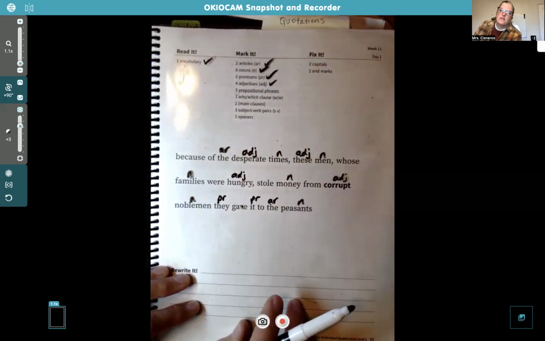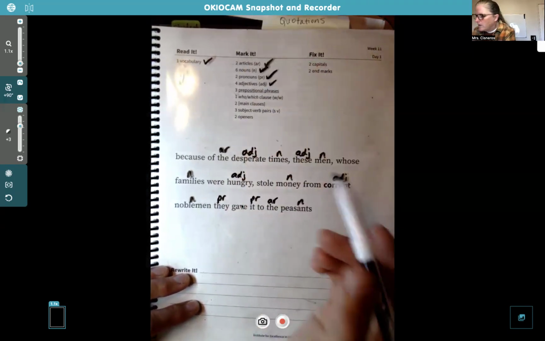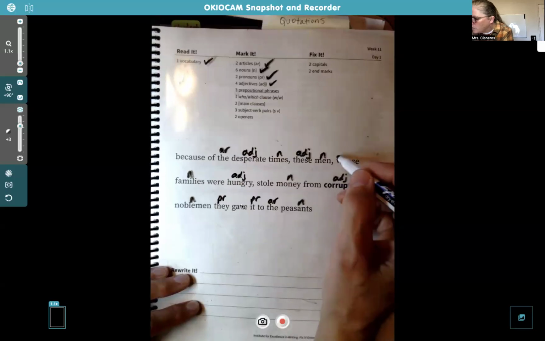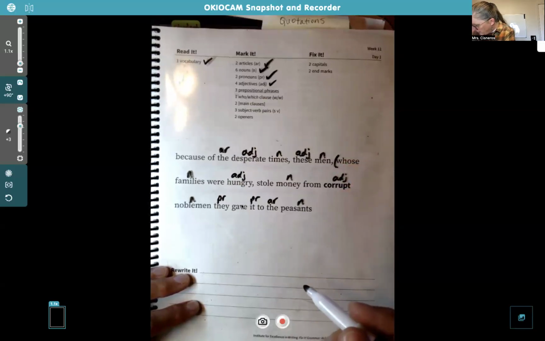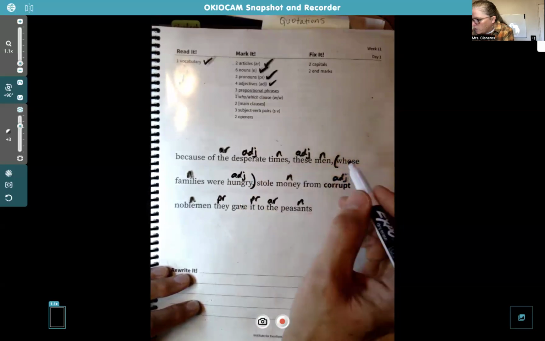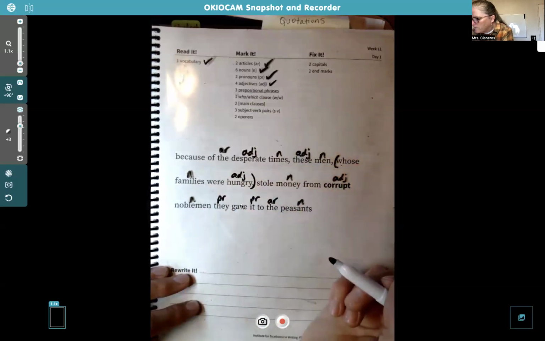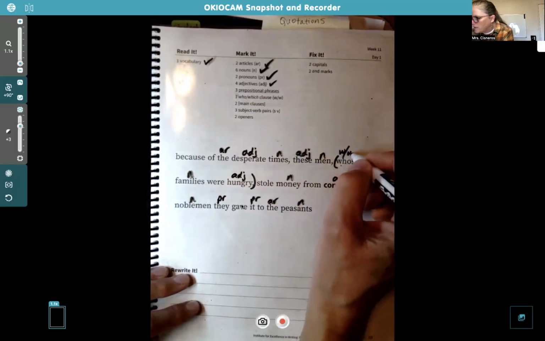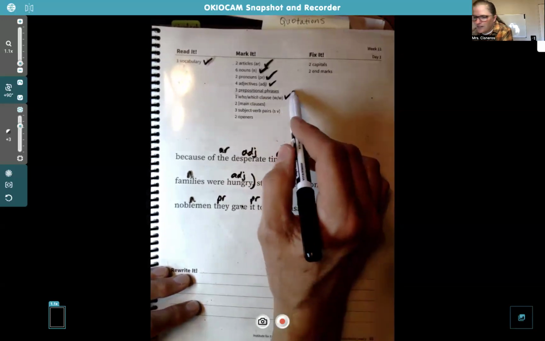Skip the prepositional phrases, go right to the who, which clause. I know this one has whose, so whose, and it goes all the way to hungry. Whose families were hungry? That's the who, which clause, not phrase, it's a clause.